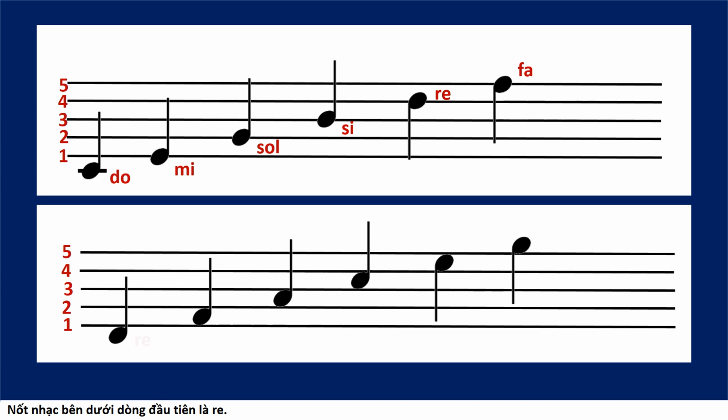The note below the first line is re. The note in the first space is fa. La is in the second space. Do is in the third space. Mi is in the fourth space. We read again. Re, fa, la, do, mi.